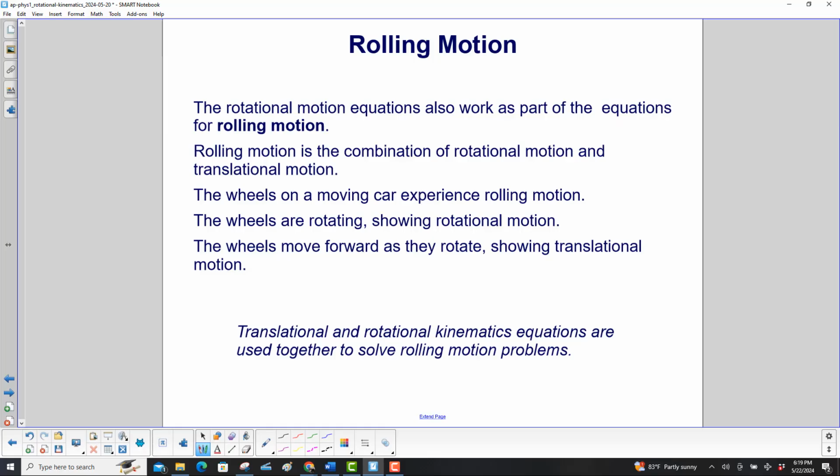The rotational motion equations also work as part of the equations for rolling motion. Rolling motion is a combination of rotational motion and translational motion. The wheels on a moving car experience rolling motion. The wheels are rotating, which shows the rotational motion, and the wheels move forward as they rotate, showing translational motion. Translational and rotational kinematics equations are used together to solve rolling motion problems.